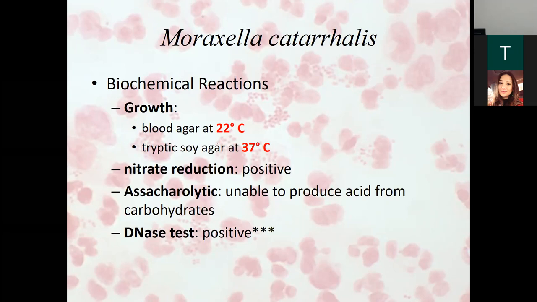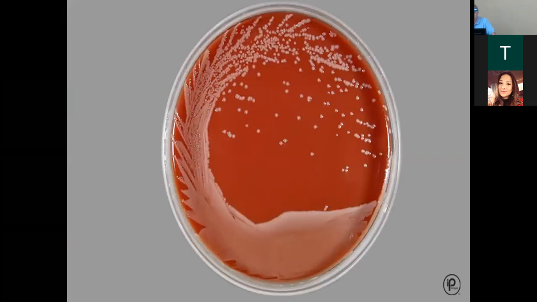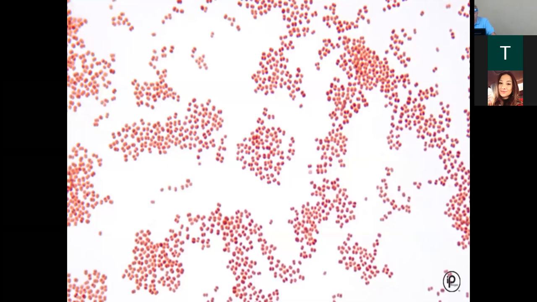Now, this will fill out our chart. This is Moraxella on a blood agar, chocolate agar. There's the diplococci, gram negative. I hope you can start appreciating these are great stains. I mean, these are great slides. Wish mine could look that good.